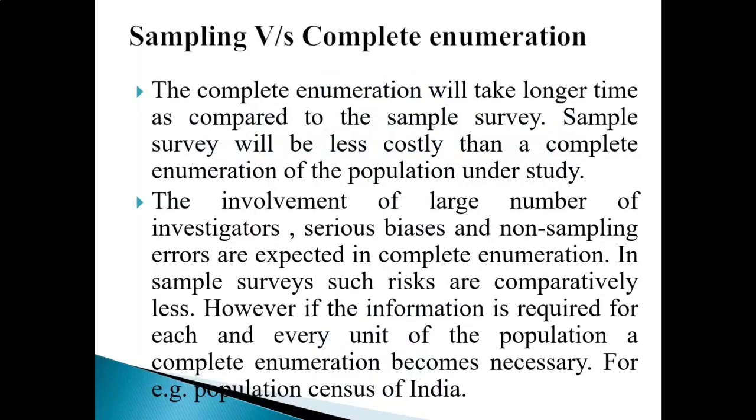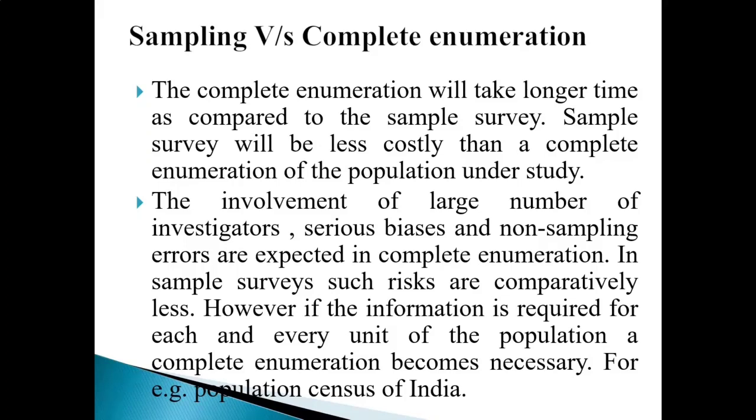Now these are some of the points where we can discuss sampling and complete enumeration. Why is sampling better, or why is complete enumeration better? Five points are discussed in this portion, but there are numerous points. The first point is that complete enumeration will take longer time as compared to the sample survey. It is obvious because complete enumeration includes the whole population, and a sample survey will be less costly than a complete enumeration of the population under study.